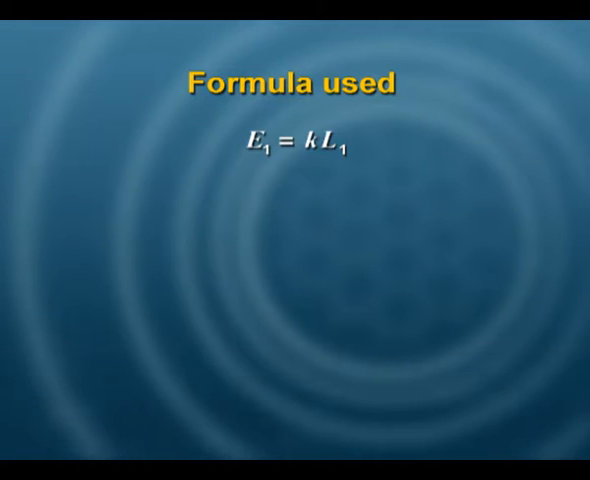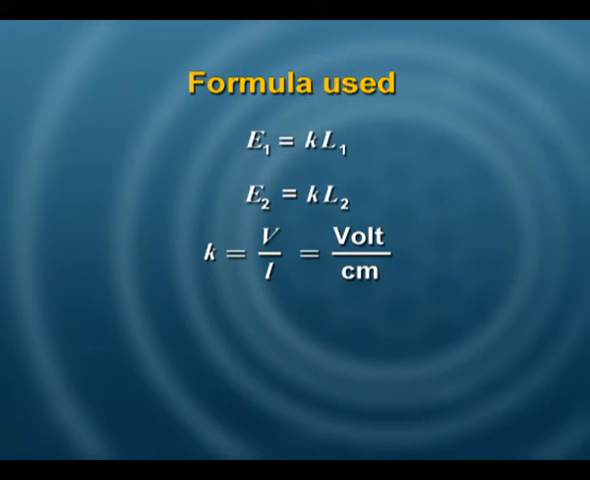Formula: E1 is equal to K times L1 and E2 is also equal to K times L2, and remember K is my potential drop per unit length. So, its unit being volt per centimeter, the ratio therefore becomes just L1 and L2.